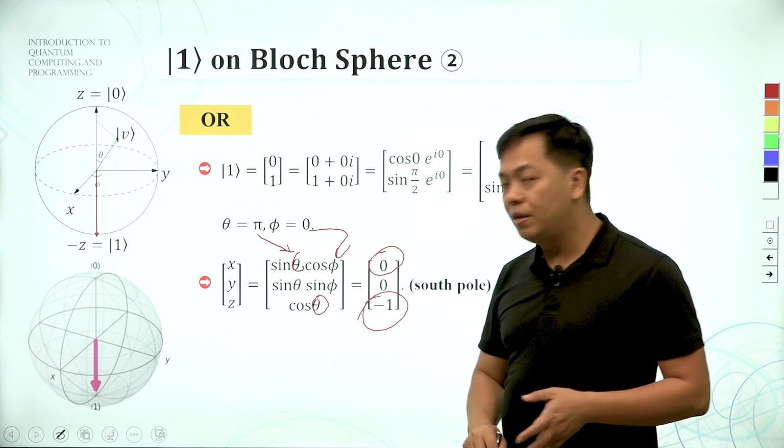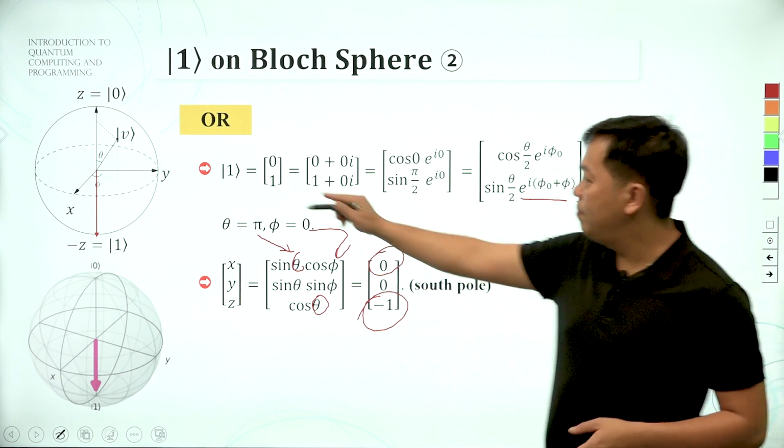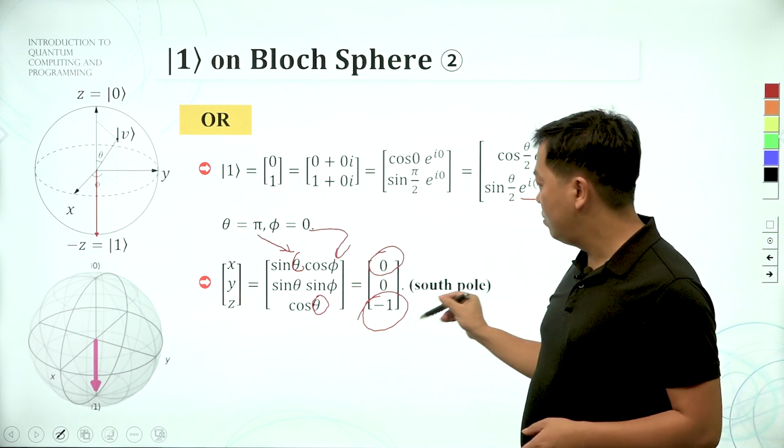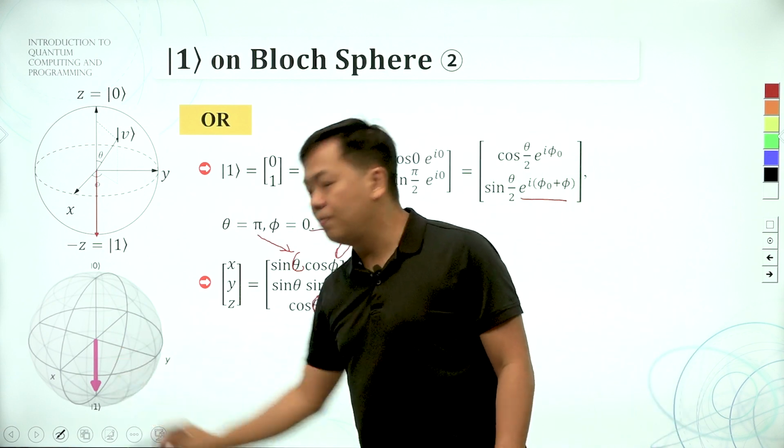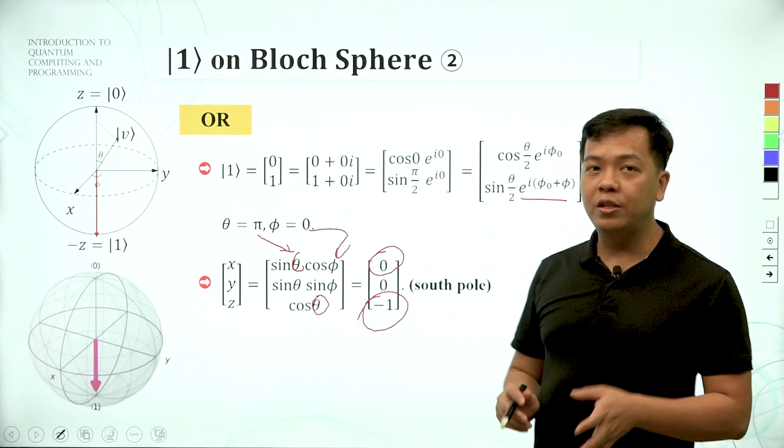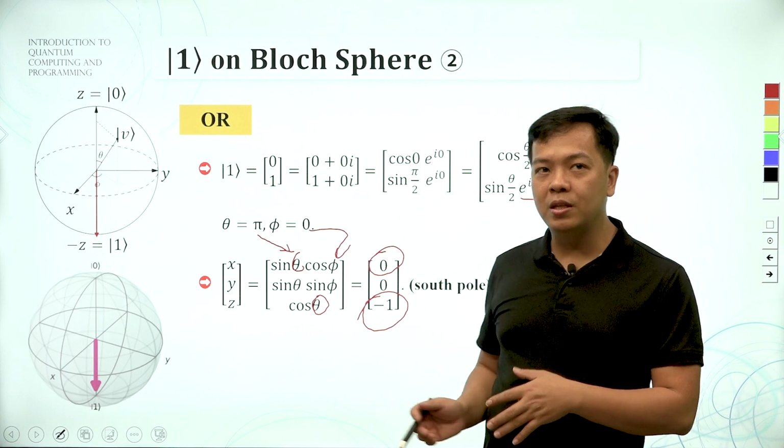So after you calculate based on this formula, you get the same value. So quantum bit 1 is equal to the south pole, which is opposite from bit 0.